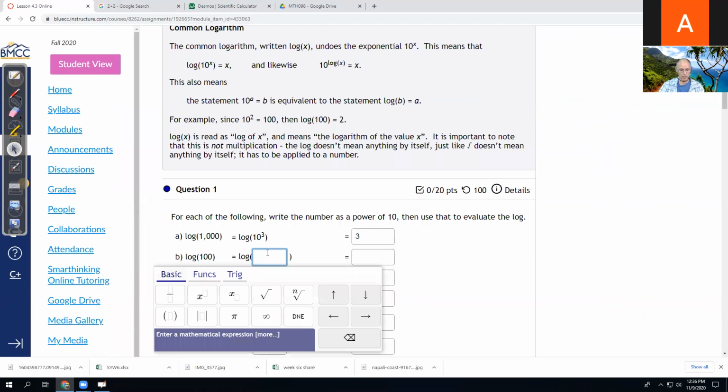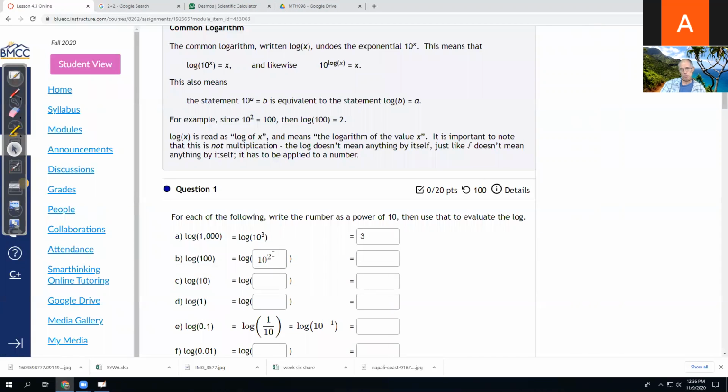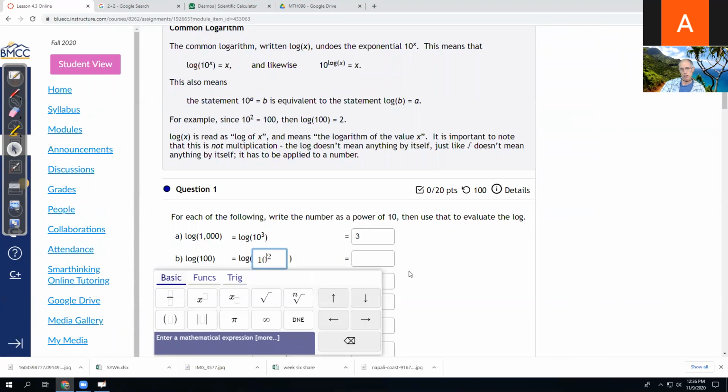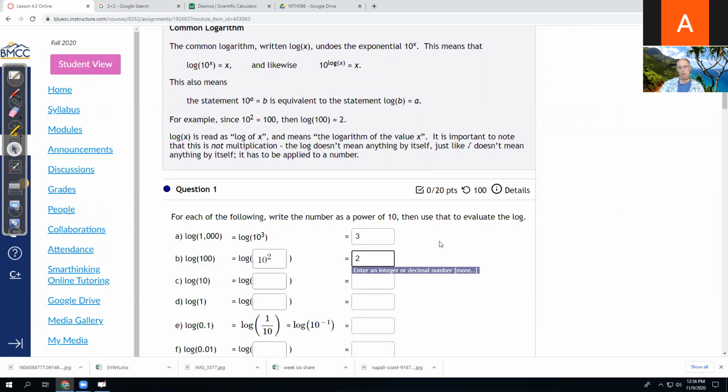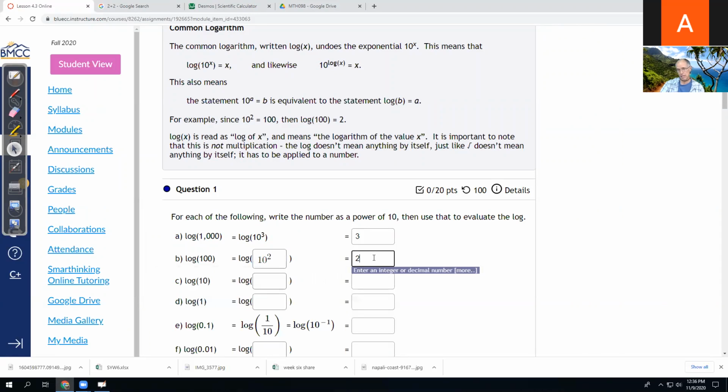100 is 10 squared. So here I would put 10 raised to the second power. And a logarithm says, hey, what power of 10 do you see there? Well, I see the second power of 10. So I would put a 2 there. Okay. So what we're doing here is we're taking the inside of the log, writing it as a power of 10, and then the answer, according to my calculator, better be that power. Okay. And so you could double check these on the calculator too.